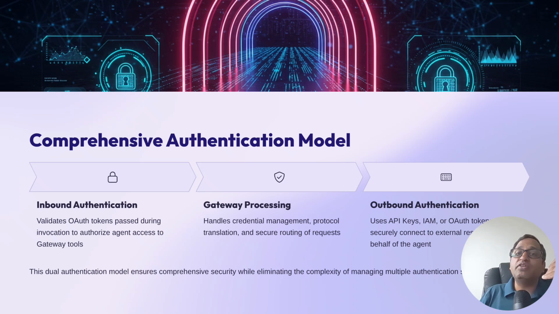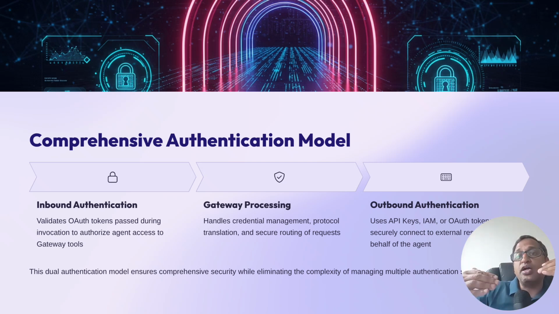Once a request is validated, we move to the gateway processing. Here AgentCore handles all the behind-the-scenes complexity like credential management, protocol translation and secure routing. So developers don't have to handle all these things. The next part is outbound authentication. This is where the gateway has to securely connect to external systems using API keys, IAM roles or OAuth tokens, on behalf of the agent.